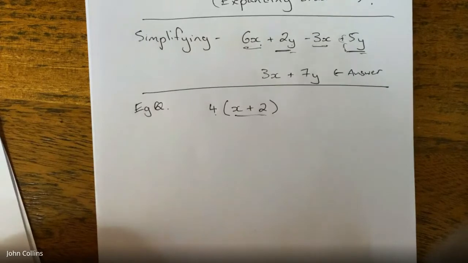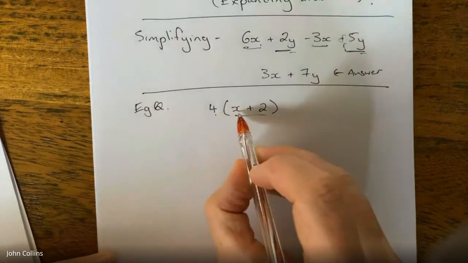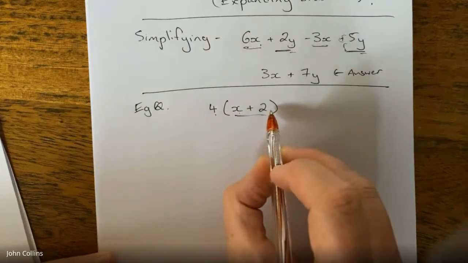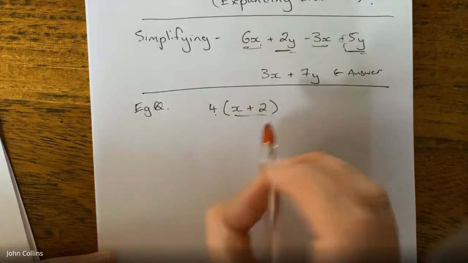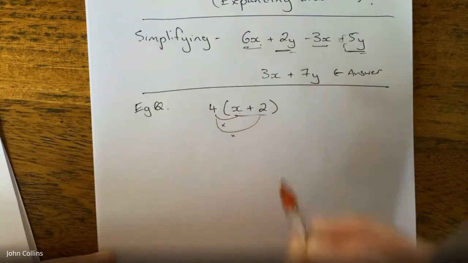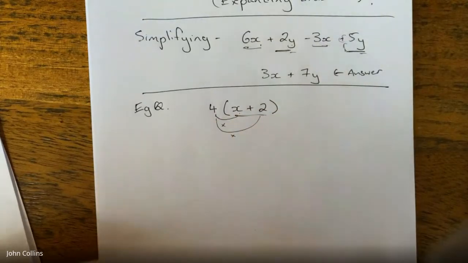Multiplication. So this 4 applies to both of these. It's 4 times x plus 2. It's 4 times the x and 4 times the 2. 4 times the x multiplying and 4 times the 2 multiplying. It multiplies by both. It applies to both of them. That's why it's outside the brackets.